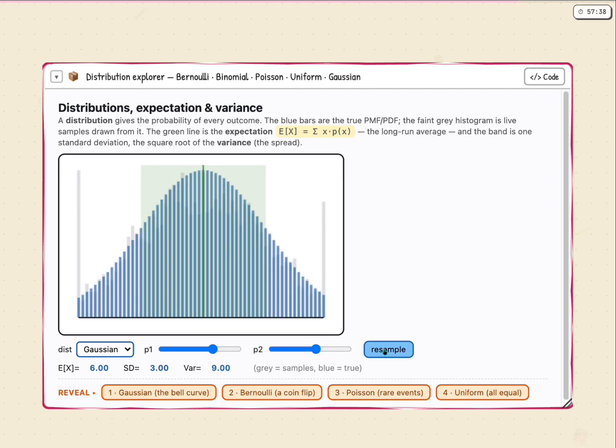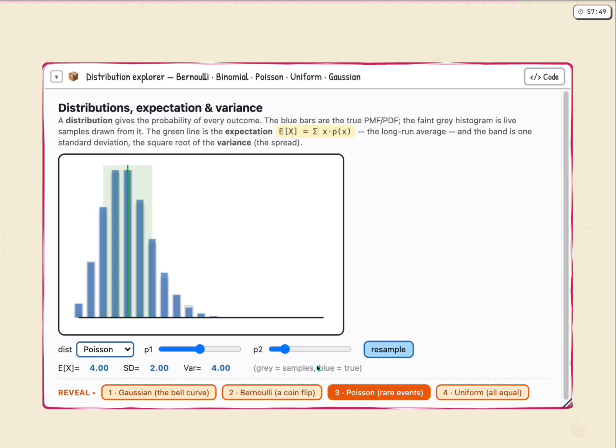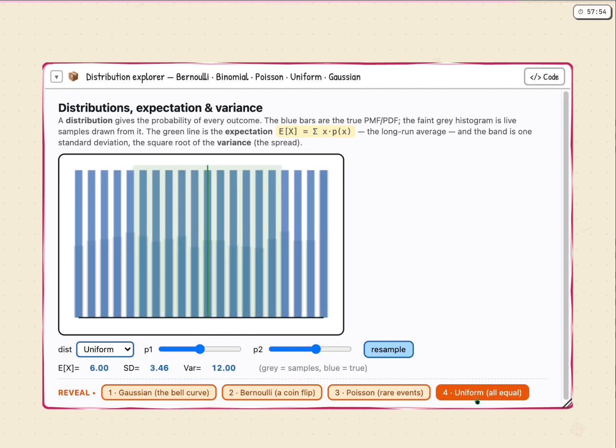Bernoulli is the simplest. A single yes or no, a coin flip. Binomial counts the successes in many such flips. Poisson counts rare events in a window of time. How many emails arrive in an hour? Uniform makes every outcome equally likely. And the Gaussian, the bell curve, is the famous one we'll keep coming back to.